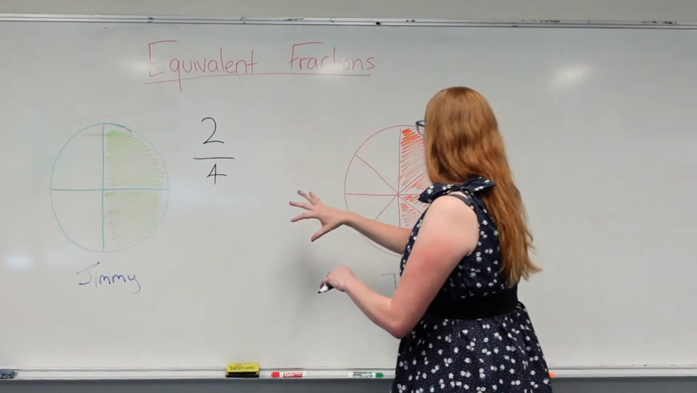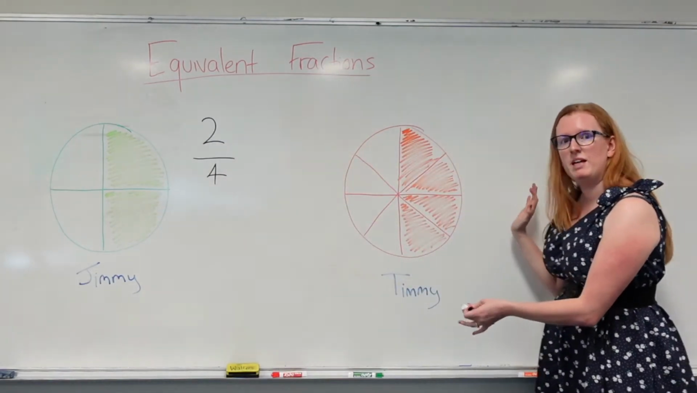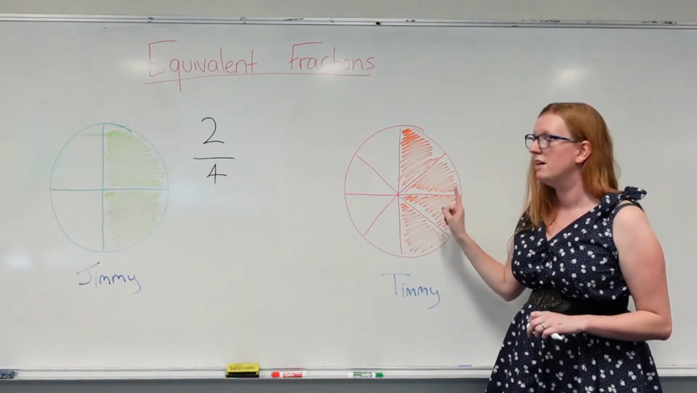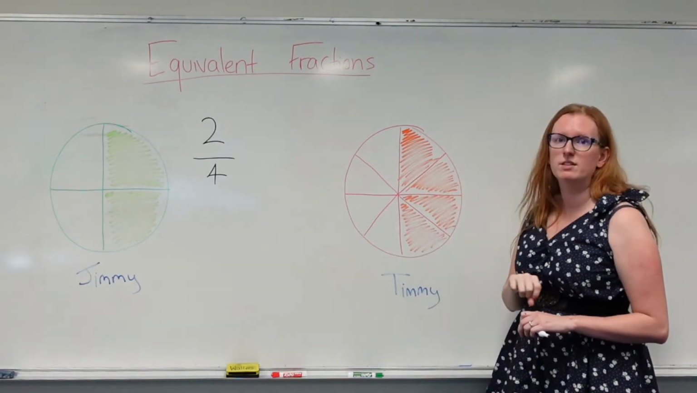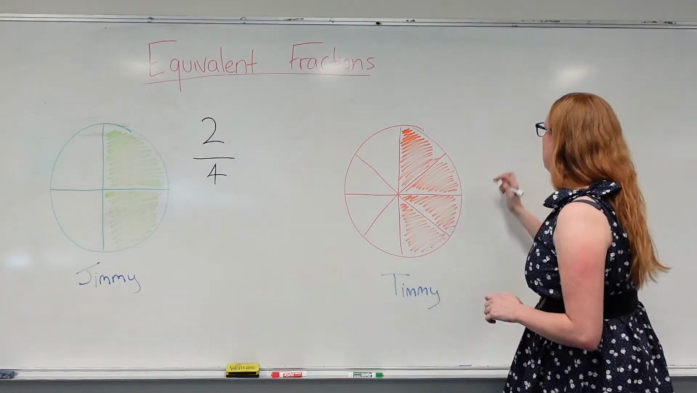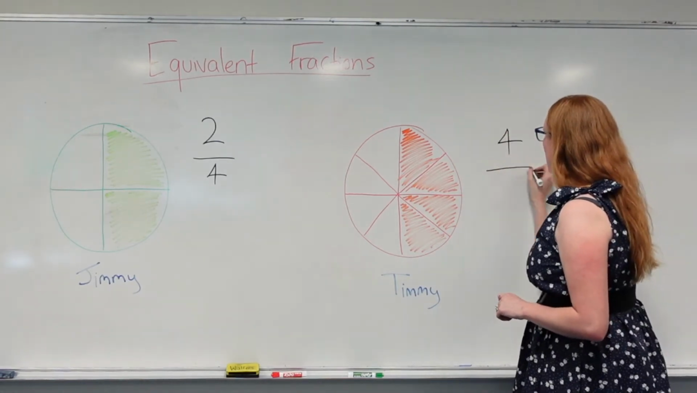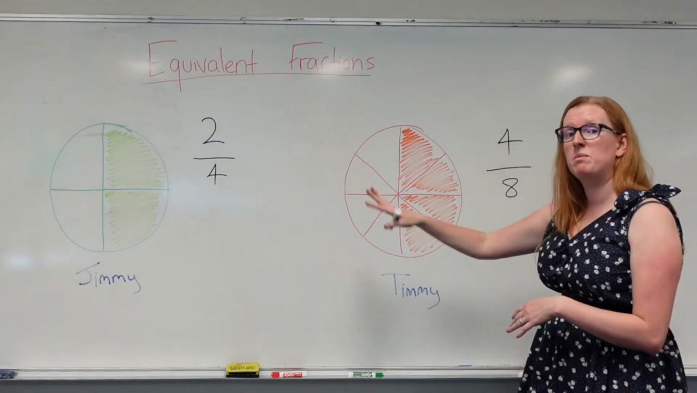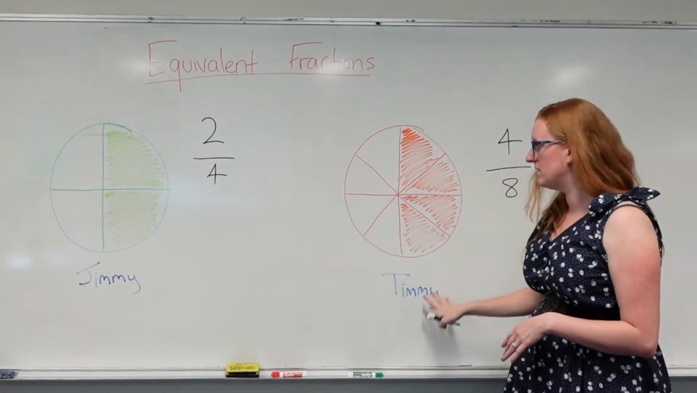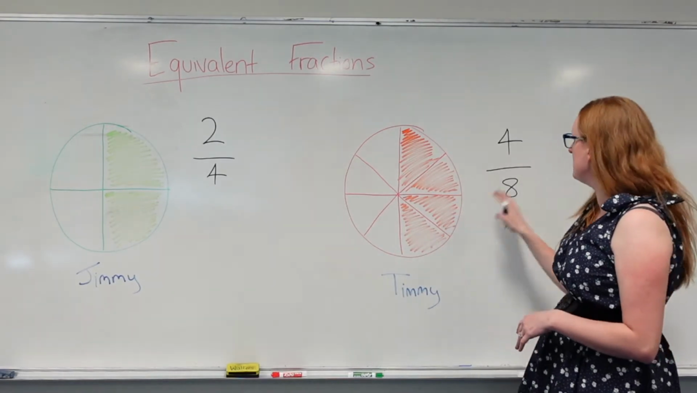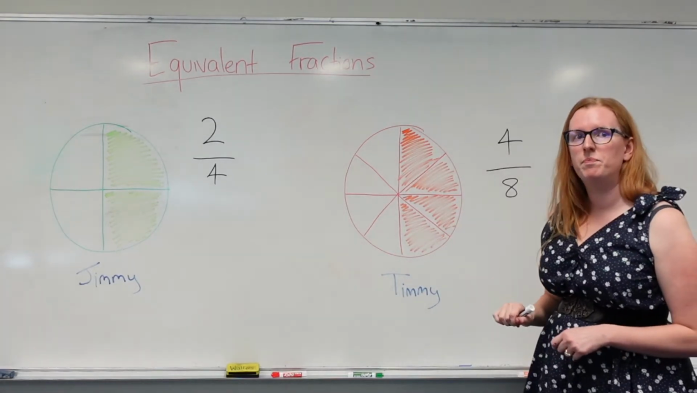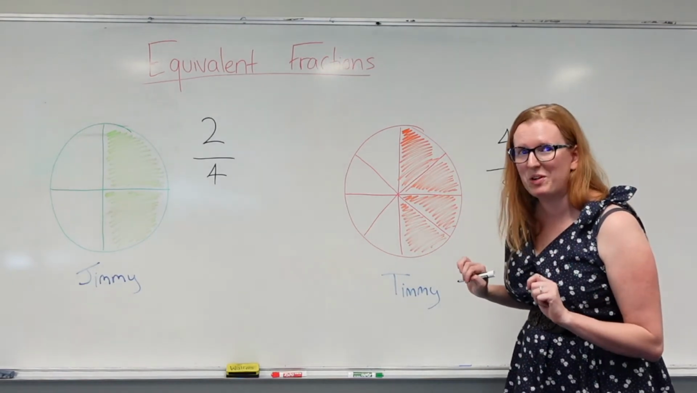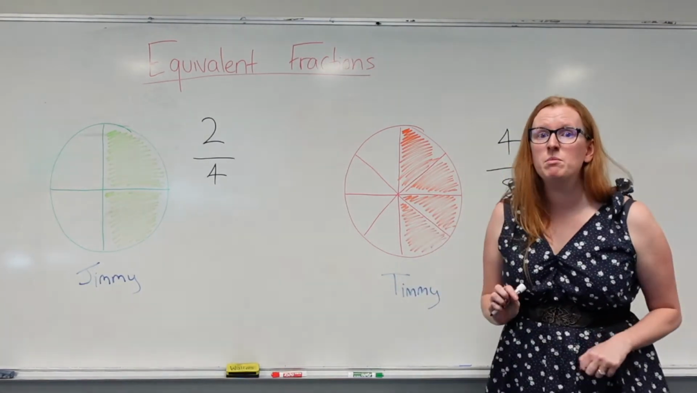Okay? And over here, we've got Timmy. Okay, so Timmy's pizza was cut into 8 pieces, and he has eaten 4 of the 8 pieces. So I'm going to write 4 over 8. Because remember, the number on the bottom is how many pieces there were to start with. So Timmy's pizza was cut into 8 pieces, and he ate 4 of them. Now, you'll notice that despite my lousy drawing, they've actually eaten the same amount of pizza.